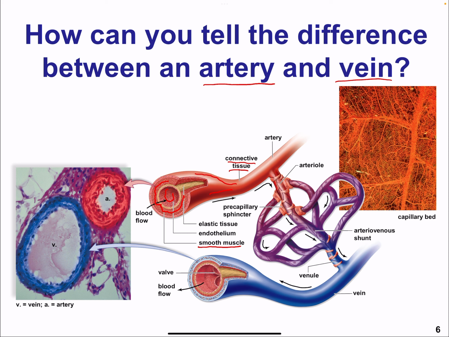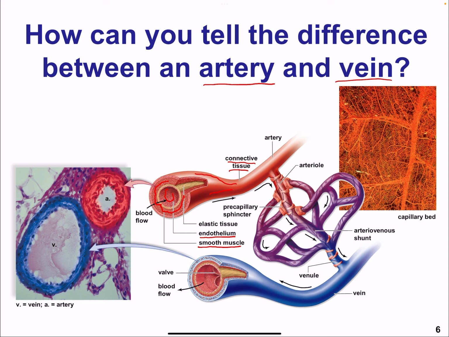But also, know that that epithelium carries a very specific name. That epithelium is called endothelium. I expect you to know that. So, 3 major layers: connective tissue, smooth muscle, and an epithelium, which is made up of a simple squamous epithelium, and that epithelium is called endothelium.